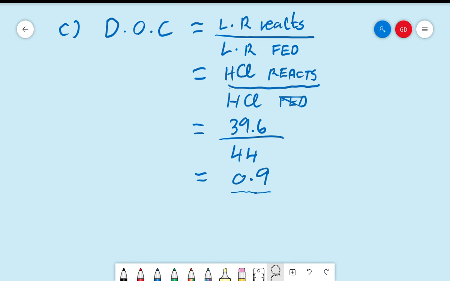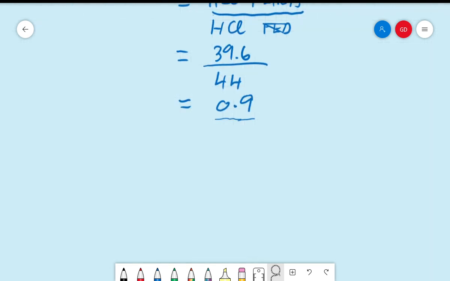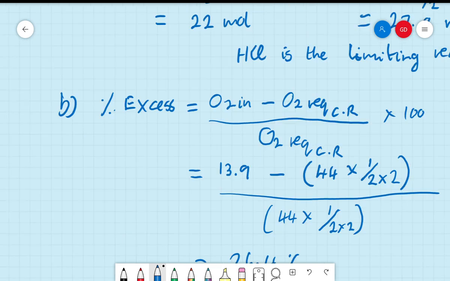Now the other one that we need to find is the extent of reaction. The extent of reaction. So let's look at that now.